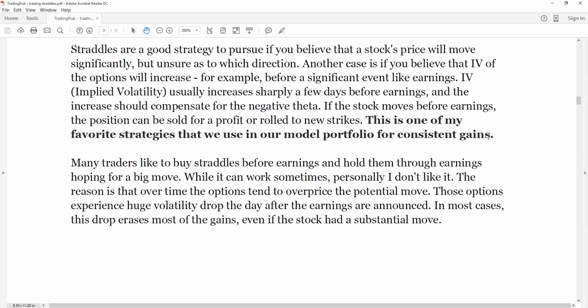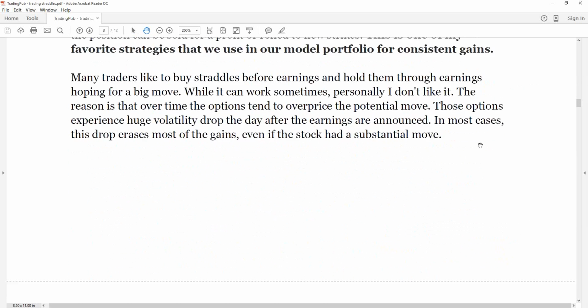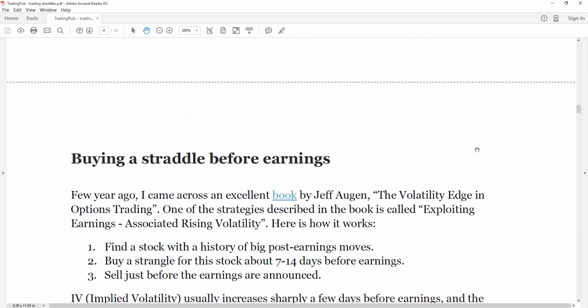So other traders also bid those options, and they become really expensive before earnings. And after earnings happen, those options experience a huge volatility drop the day after the earnings are announced. And in most cases, this drop erases most of the gains, even if the stock had a substantial move. And we can talk about it a little bit more later.